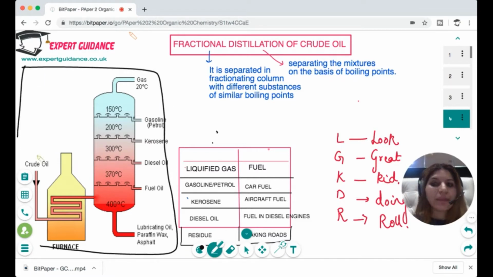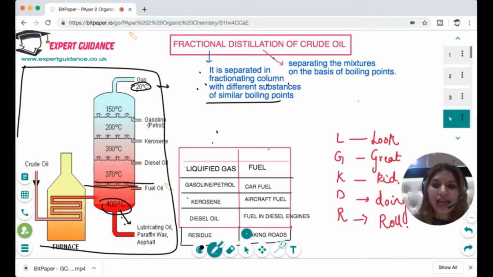Now, remember the important bits in here. At the top, we have a low temperature, and at the bottom, we have a higher temperature. So at the top, we get shorter chain fractions, and at the bottom, we get longer chain fractions. Okay, now, what is fractional distillation? Fractional distillation is separating, in the fractionating column, different substances of similar boiling point. So each fraction has the components or the hydrocarbons with a similar boiling point.